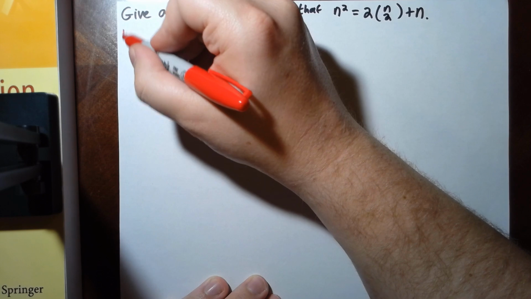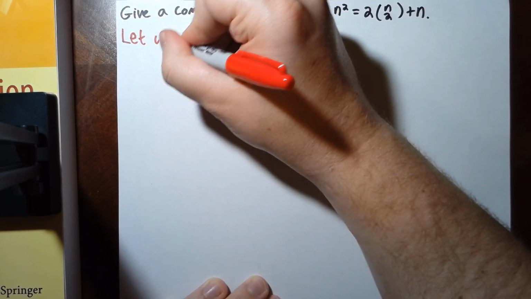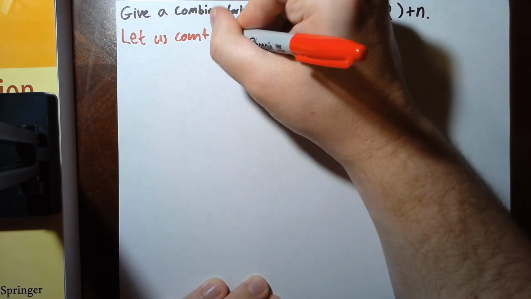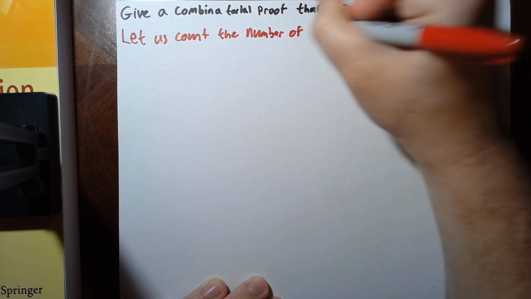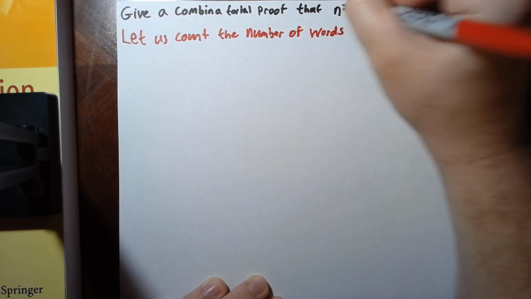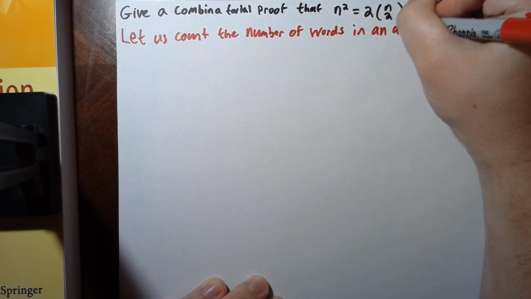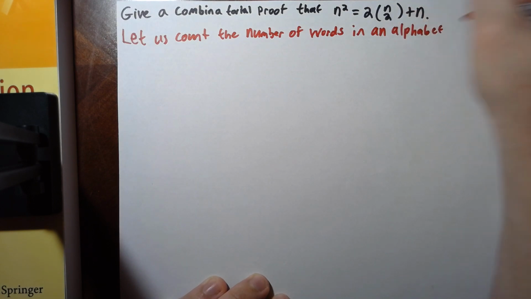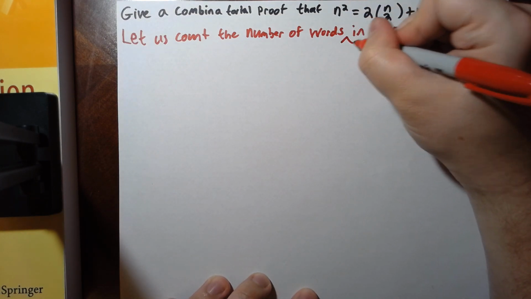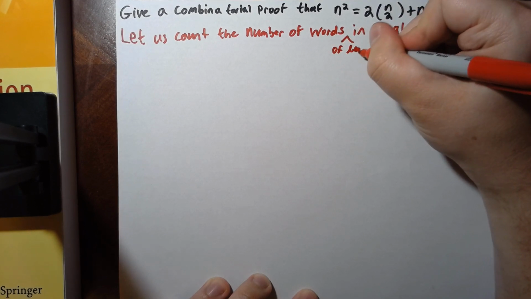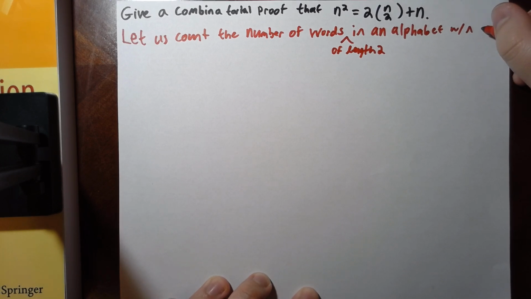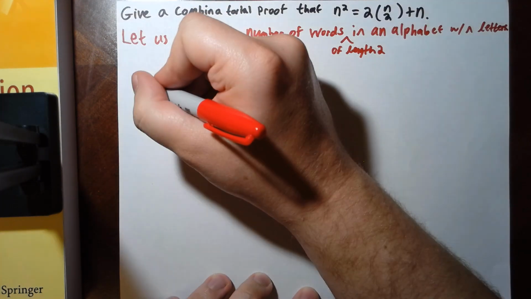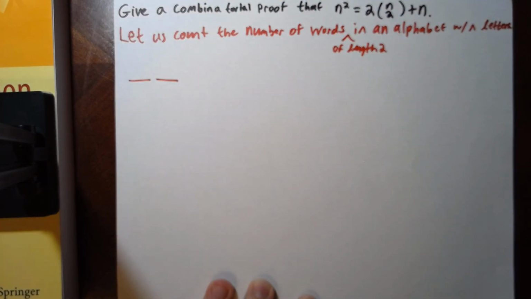So let us count the number of words of length 2 in an alphabet with n letters. So the idea is, I'm looking for words of length 2.